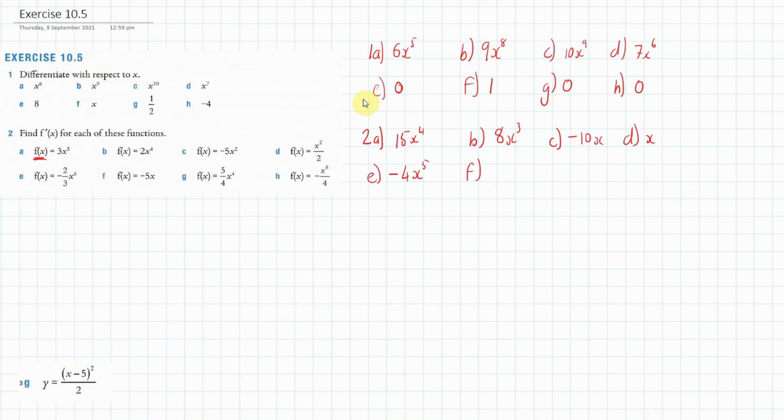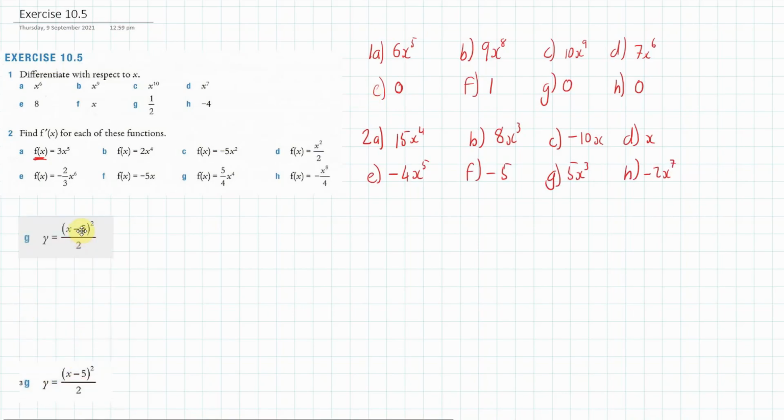F, this is just going to become minus 5 because the 1 power times minus 5 is minus 5. So G, we're going to times that by 4. 5 quarters times 4 is just 5, so it's going to be 5, and then x, drop the power down by 1, 3. H, we're going to have 8 times negative 1/4, which is negative 2, drop the power down by 1 to the 7. So that's how we do those.